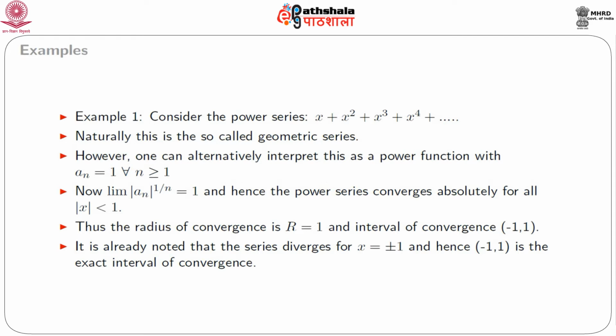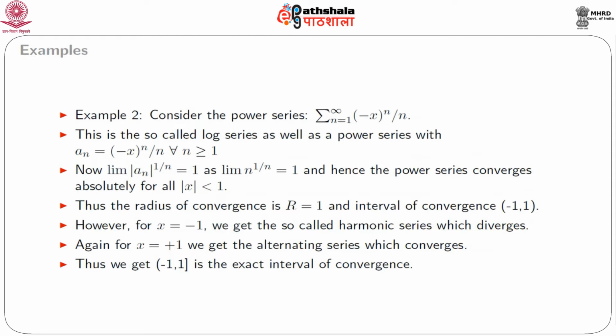Now limit of absolute value of a n to the power 1 by n equal to 1, and hence the power series converges absolutely for all x such that absolute value of x less than 1. Thus the radius of convergence is r equal to 1 and interval of convergence is -1 to +1. It is already noted that the series diverges for x equal to ±1, and hence the open interval -1 to +1 is the exact interval of convergence.